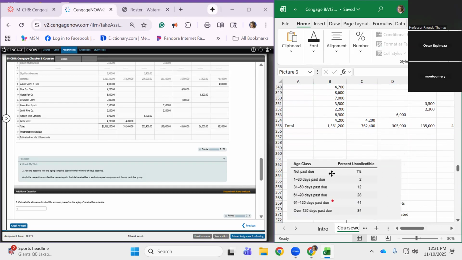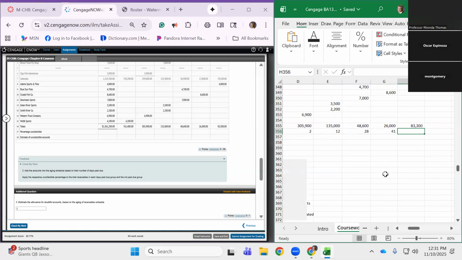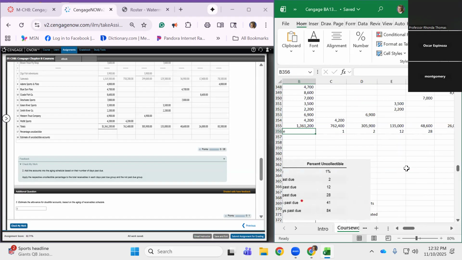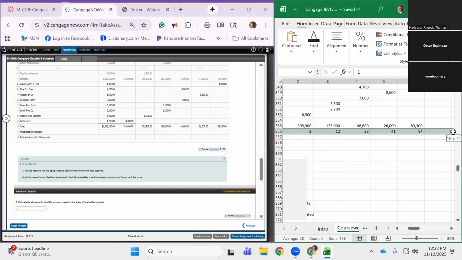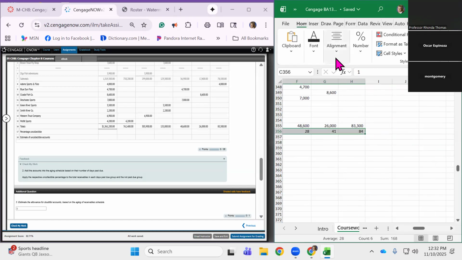All right. So now that we know, we need our percent of uncollectability, or uncollectible. Nothing, right? So we have 1%, 2%, 12%, 28%, 41%, and the final column has an 84% uncollectability percentage, and I want all of these to be percents. Okay, I want all of them to be percentages, so I'm going to put them in as percentages.